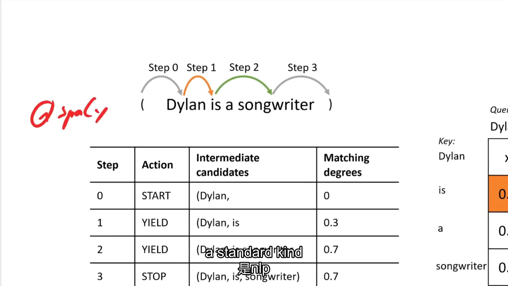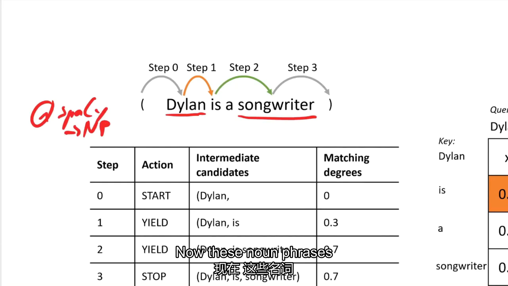This is a standard library for NLP to extract noun phrases, or what they call noun chunks. So step one has nothing to do with the language model. It is simply that you want to find the noun phrases in here. The noun phrases are Dylan and songwriter. Now, these noun phrases define your head and your tail of the fact. So you already have two things, right?